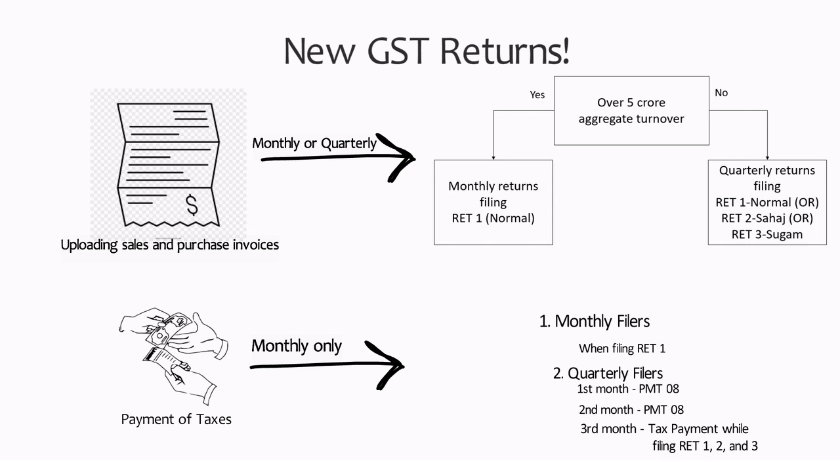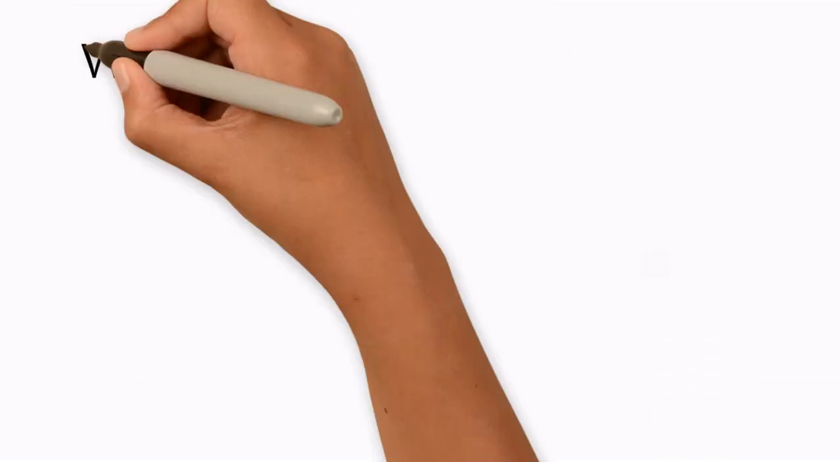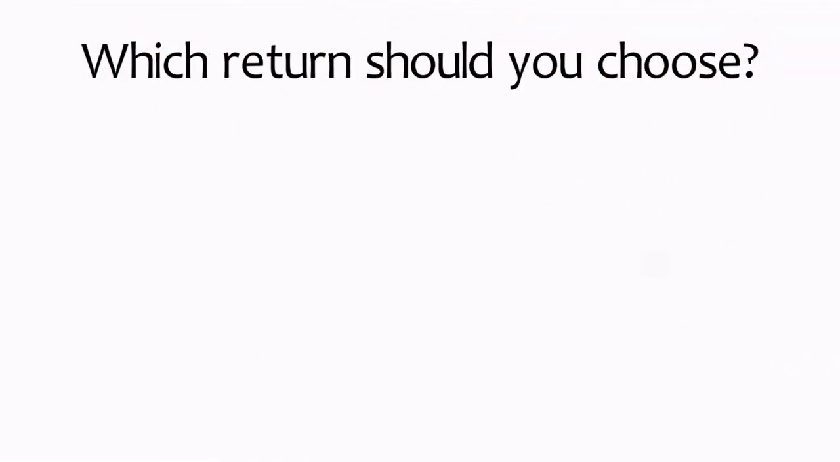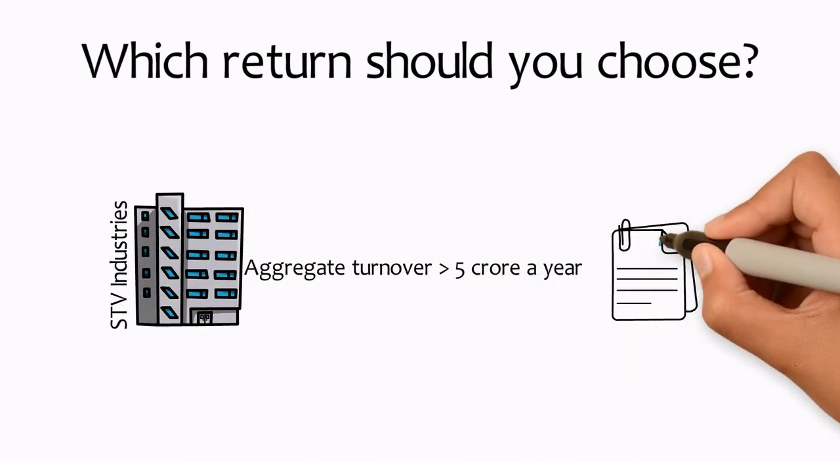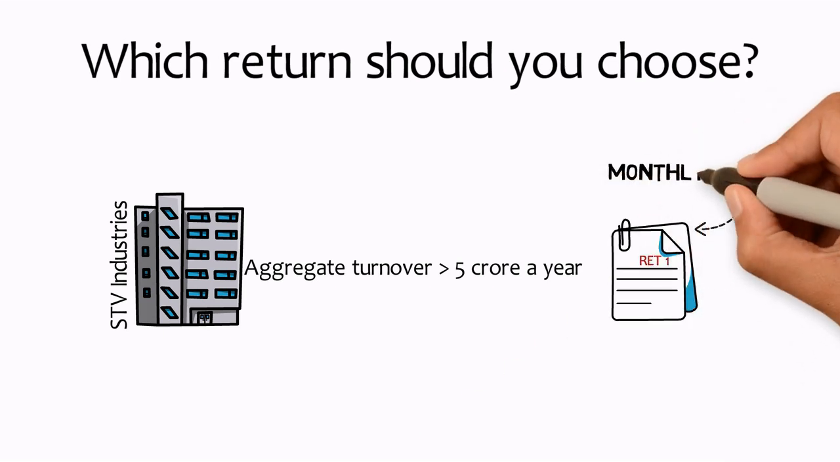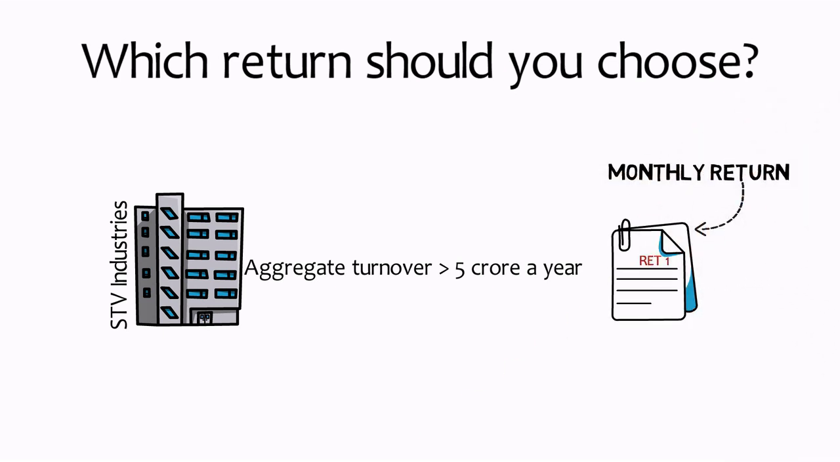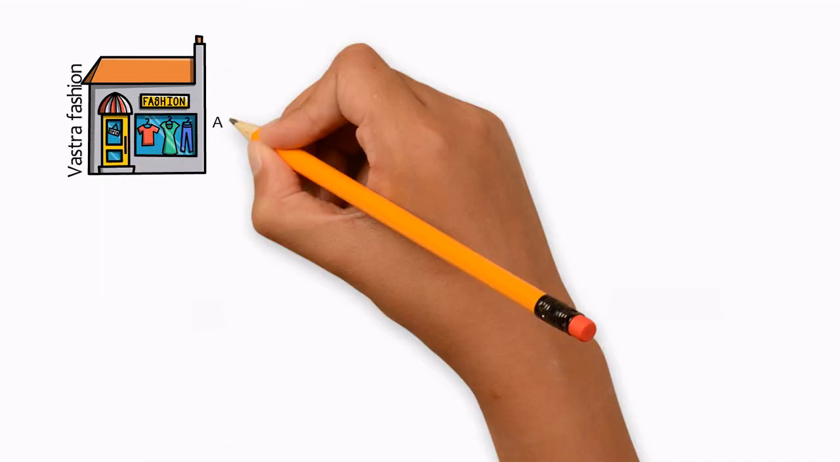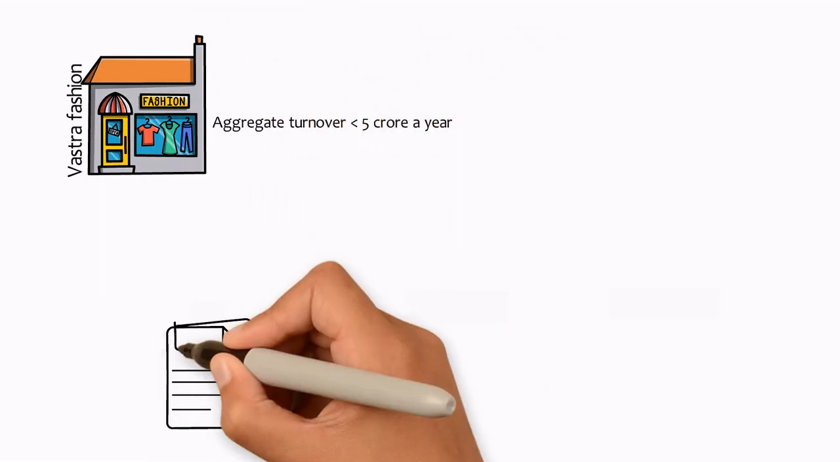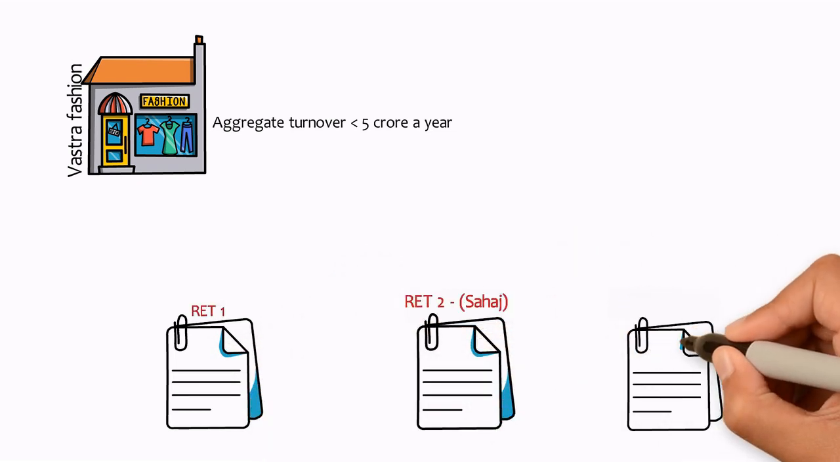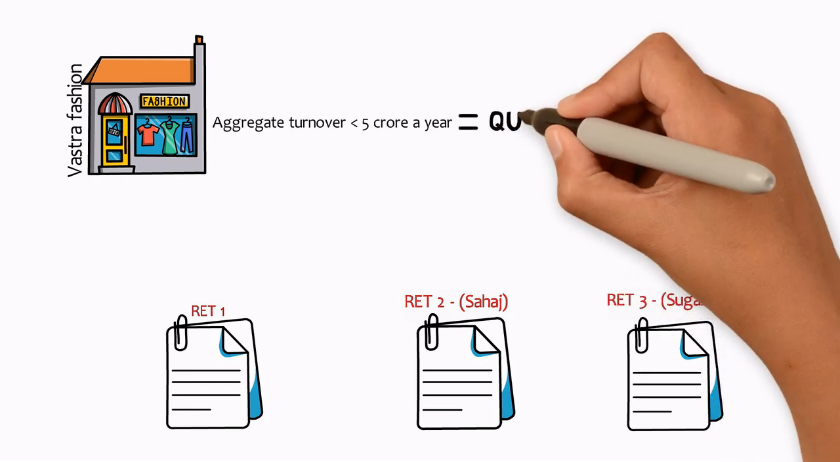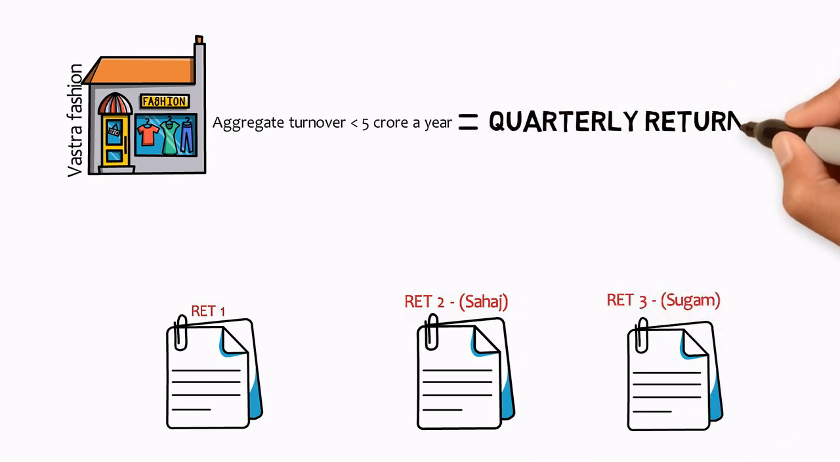The taxpayers shall report invoice level details either monthly or quarterly, and as mentioned earlier, there are different return forms for different types of taxpayers. Let's see which form a taxpayer should use. A large taxpayer with aggregate turnover over 5 crores shall compulsorily file RET1 every month. Those with turnover less than 5 crores have 3 options: RET1 normal, RET2 Sahaj, or RET3 Sugam. These are quarterly returns.